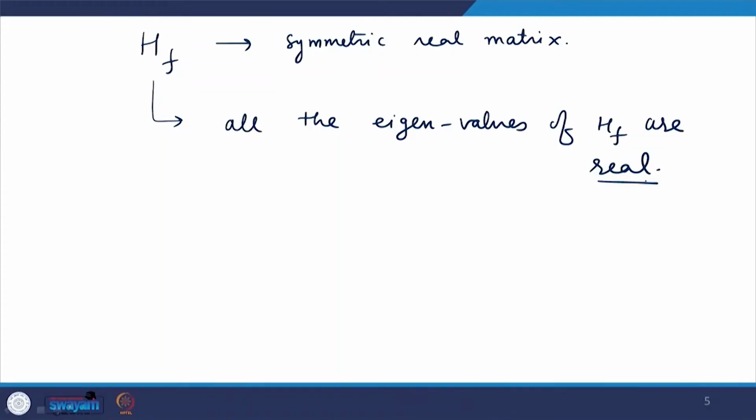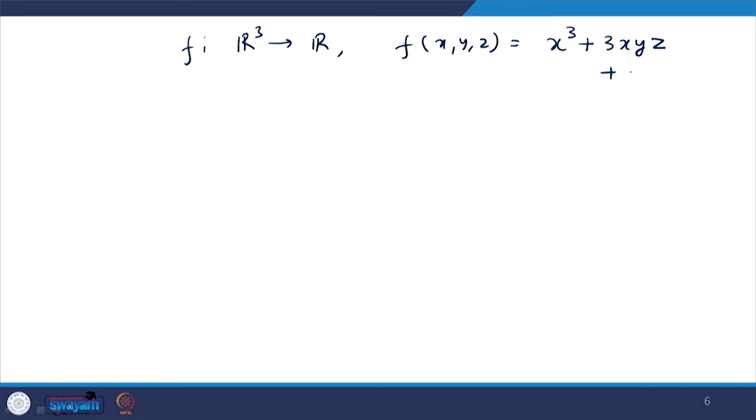Okay. So, the next is, let us find the Hessian matrix of a simple function. Let us suppose we have a function from R^3 to R, and the function f(x, y, z) is defined like this: f = x cube plus 3xyz plus z square x plus y square. Okay. So, what will be the Hessian matrix of f here?